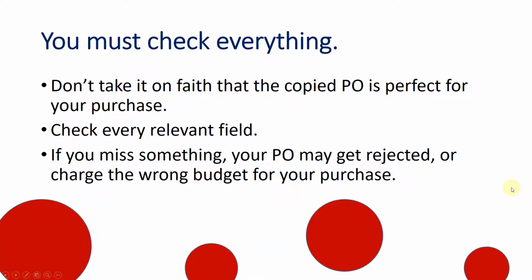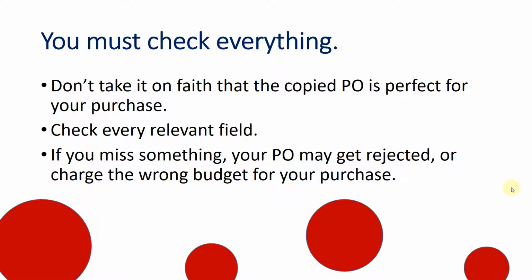Keep in mind that when you copy a purchase order, you can't take it on faith that the one you're copying from is exactly correct for your purchase. You must check all the fields, just as if you were filling them in fresh. If I were to use my Westside Ace Hardware example, where I bought spackle and rope, but this time I'm buying door hinges and screws, I would need to change the account codes and UNSPSC category codes.